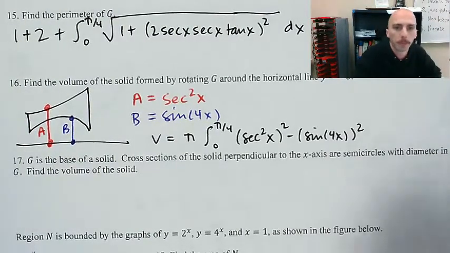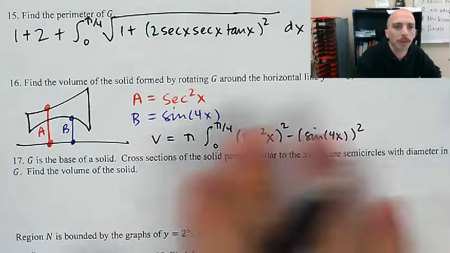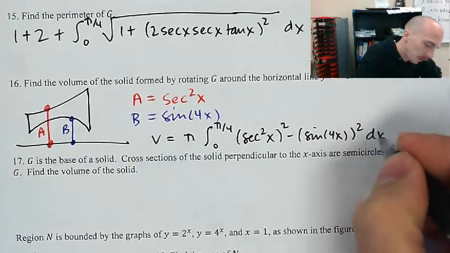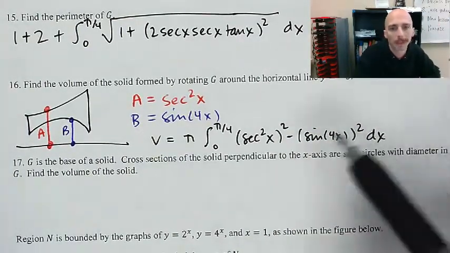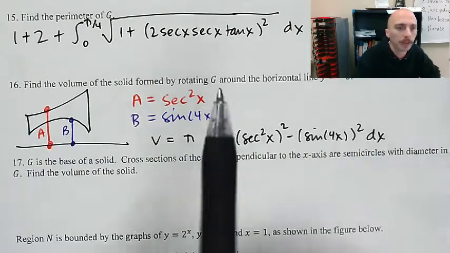I believe secant to the 4th power is the type of thing that we don't have an antiderivative for, so you would need to run this through the calculator anyway. And so in the interest of time, I think I trust you to do that yourself, and I'm not going to do that in this video.